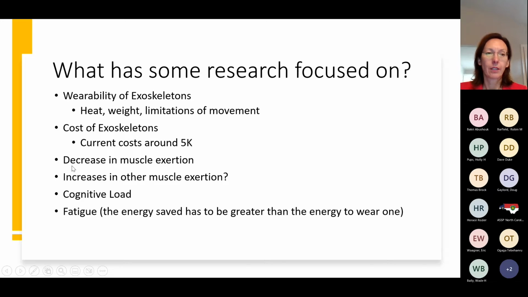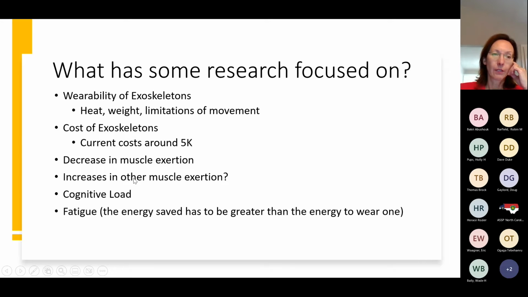There's been a lot of studies on decrease in muscle exertion, and this is shown through surface electromyography, just kind of looking at a percentage of max. You do the task without one and with one, and you look at the different percent compared to your max for each task to give you a sense of the reduction in EMG. So there's been a lot of work on that, in different kinds of tasks.